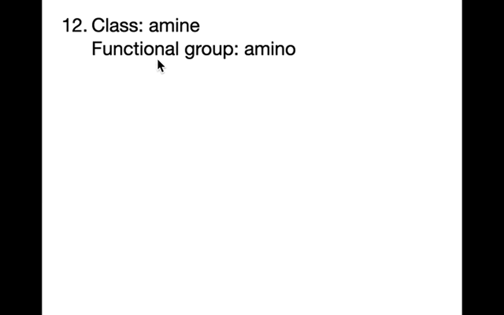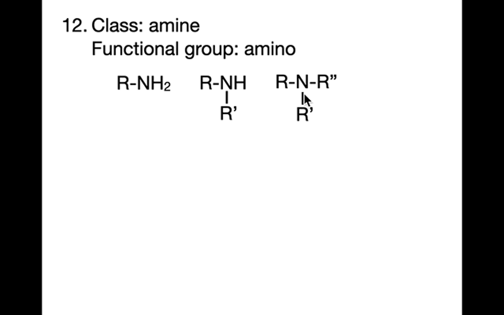Amine, functional group amino. Now there are 3 different amino groups, but they all have in common the nitrogen. So nitrogen is part of your organic molecule. Here, the nitrogen is only bonded to 1 carbon. Here it's bonded to 2. Here it's bonded to 3. Remember, nitrogen will form 3 covalent bonds. Remember the Hank rule.